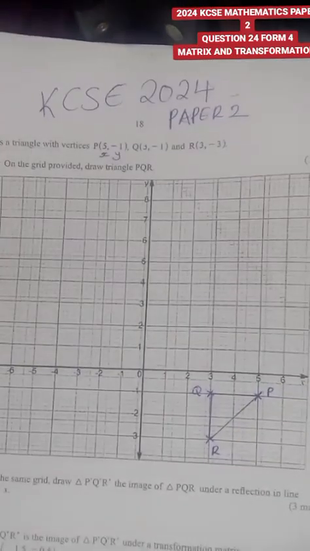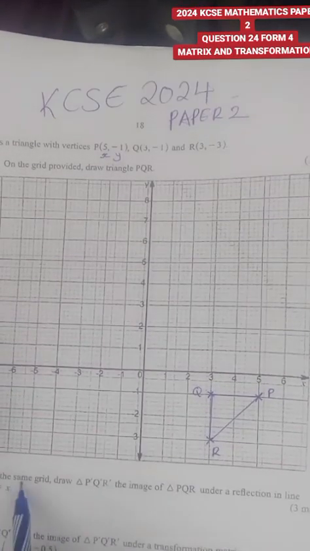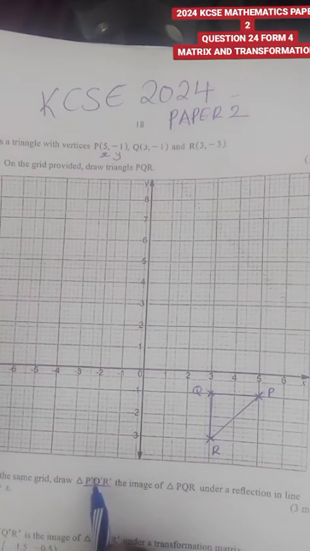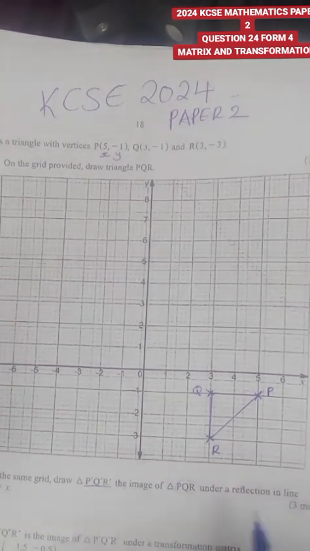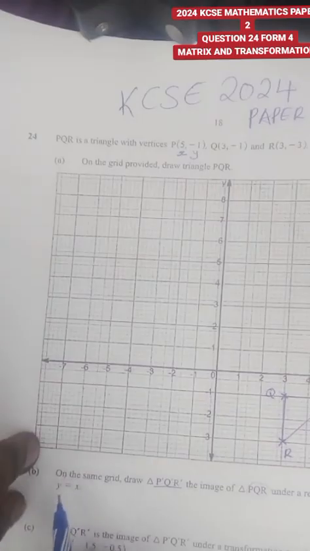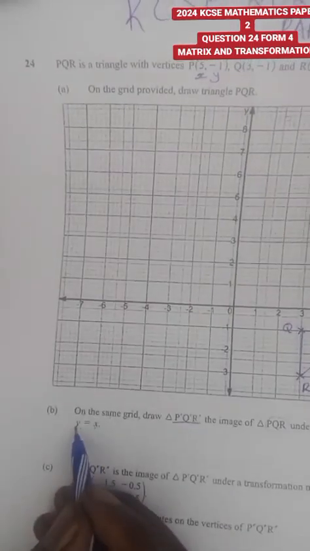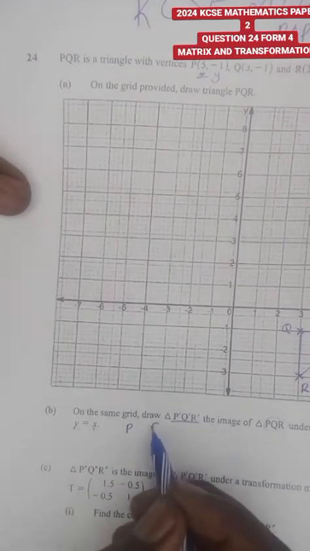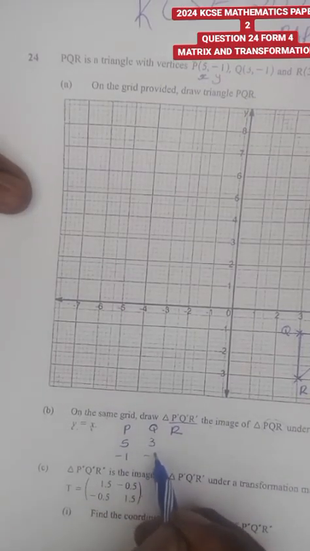Then the next question, you are told that on the same grid, draw triangle P'Q'R', the image of the original one, under a reflection in Y = X. So what's the meaning of reflection in Y = X? Any value that is in Y should be also in X. So if the points of P, Q, and R are (5, -1), (3, -1), (3, -3). So what is supposed to be the image?